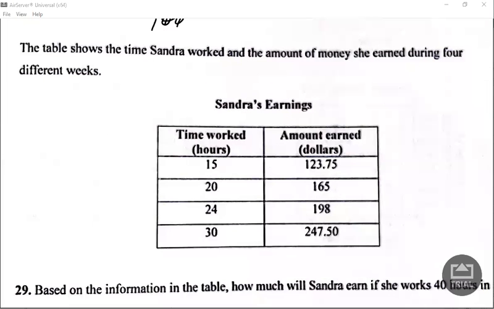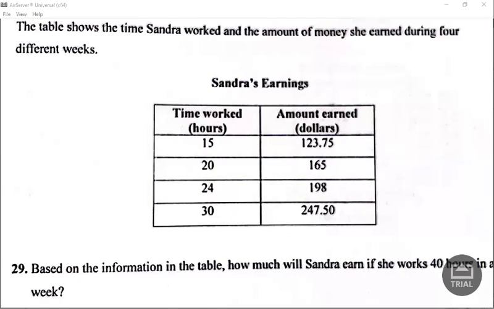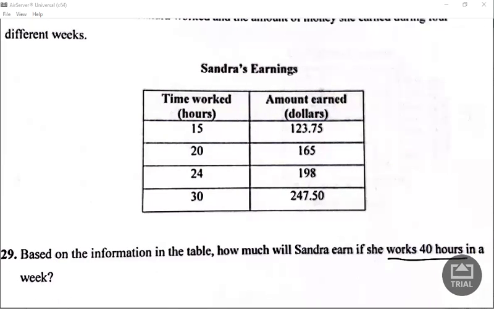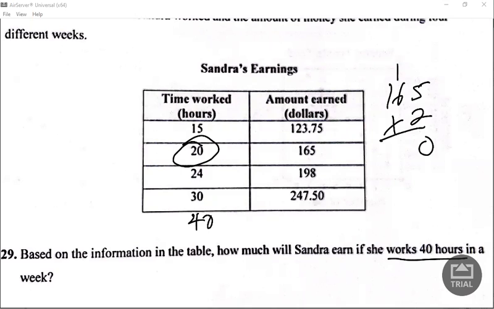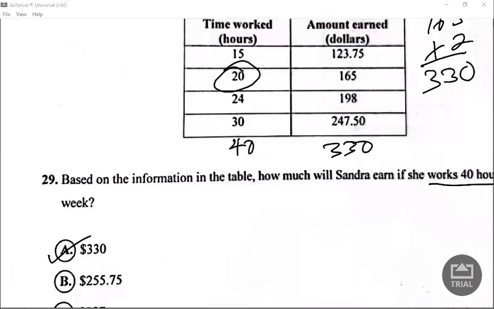The table shows the time Sandra worked and the amount of money she earned during 4 different weeks. Based on the information in the table, how much will Sandra earn for working 40 hours? So you can just go straight to 20 and double it, all right? So if you double the hours, then you double the rate. So it will be 165 multiplied by 2: 2 fives are 10, carry 0, 2 sixes are 12, and 1, 13. 2 ones are 2, and 3. So that's $330. All right, let's move on to 30.